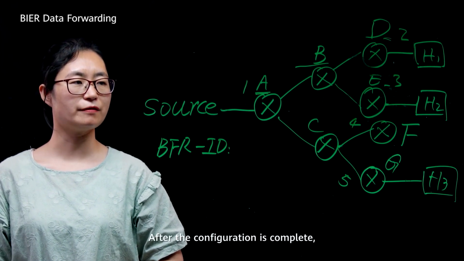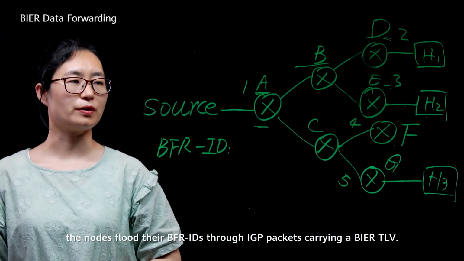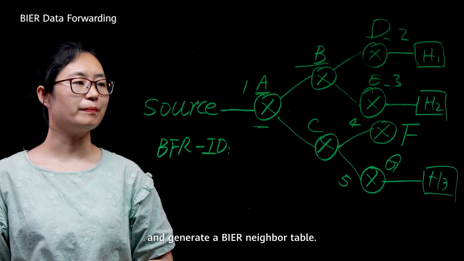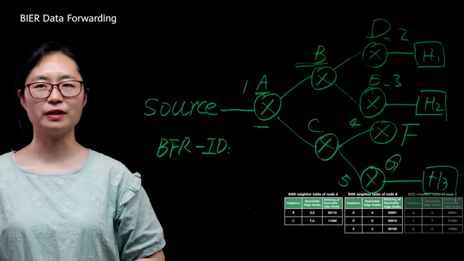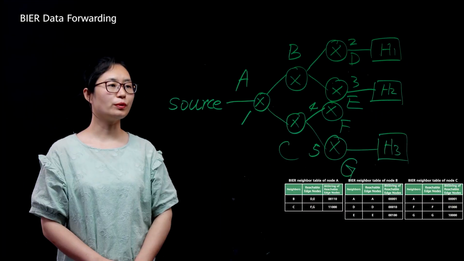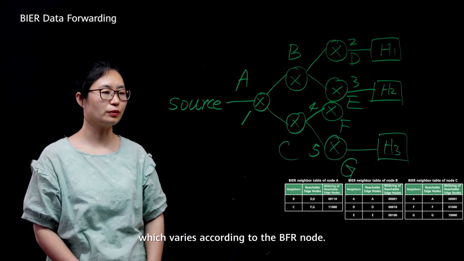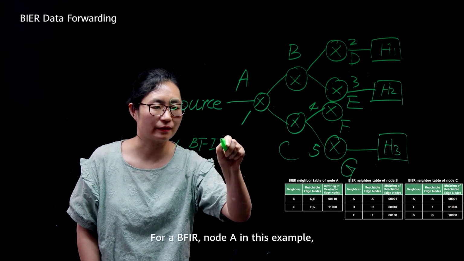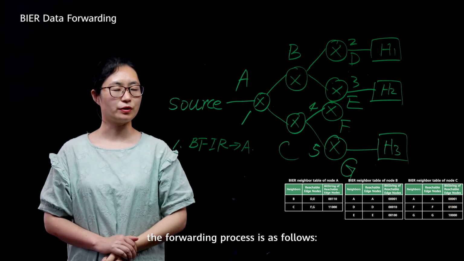After the configuration is complete, the nodes flood their BFR IDs through IGP packets carrying a BIER TLV. This enables each BFR to learn BIER entry information and generate a BIER neighbor table. In the table, each neighbor has an entry, which is a set of information about edge nodes that are reachable through the neighbor. Next, let's discuss the BIER forwarding process, which varies according to the BFR node. For a BFIR, node A in this example, the forwarding process is as follows.